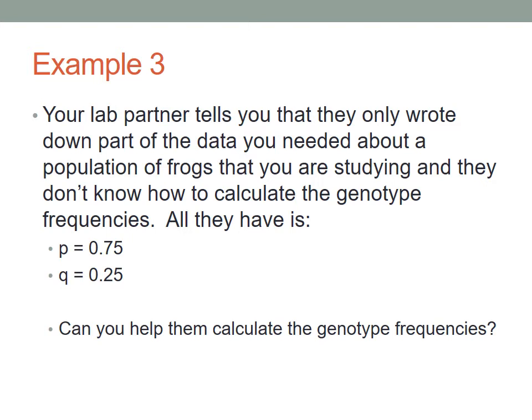Now we're going to do another example. In this one, your lab partner comes to you and they say, I didn't write down all the data. I was studying a population of frogs and, well, I don't know how to calculate genotype frequencies. All I have are the allele frequencies. And they tell you that they figured out that P was 0.75 and that Q was 0.25, but maybe they fell asleep or something and they forgot to get the rest of the data. And they're begging you, can you help me calculate the genotype frequencies? What do you think, if you have P and Q, can you calculate the genotype frequencies? You can.